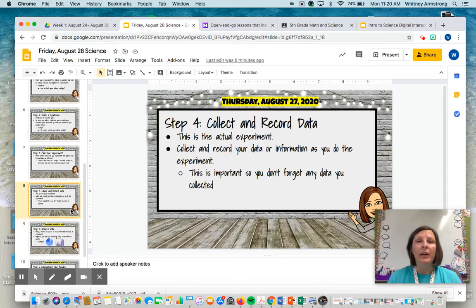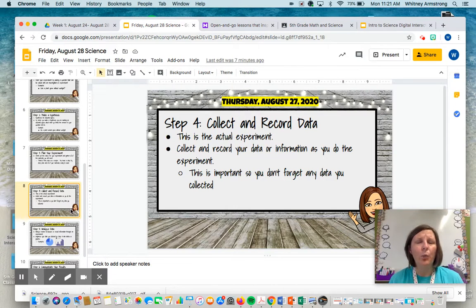information, because what might happen if you don't do that while you're doing your experiment and you had 15 measurements that you had to make, and then all of a sudden you get done and you can't remember all 15 measurements. So that's why when you do an experiment, you collect as you go. You write it down as you go. That way you don't forget anything.